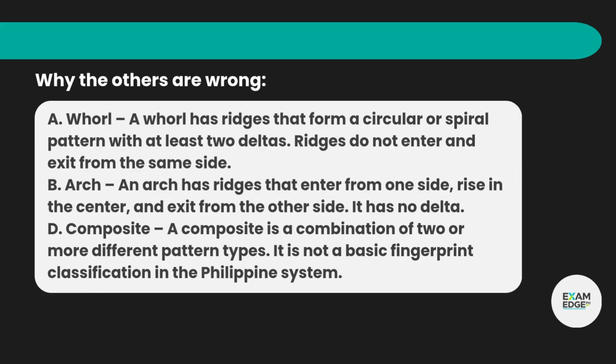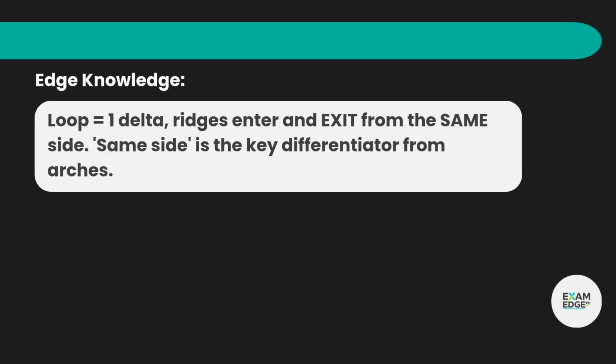A. Whorl. A whorl has ridges that form a circular or spiral pattern with at least 2 deltas. Ridges do not enter and exit from the same side. B. Arch. An arch has ridges that enter from one side, rise in the center, and exit from the other side. It has no delta. D. Composite. A composite is a combination of 2 or more different pattern types. It is not a basic fingerprint classification in the Philippine system. Edge knowledge. Loop equals 1 delta. Ridges enter and exit from the same side. Same side is the key differentiator from arches.